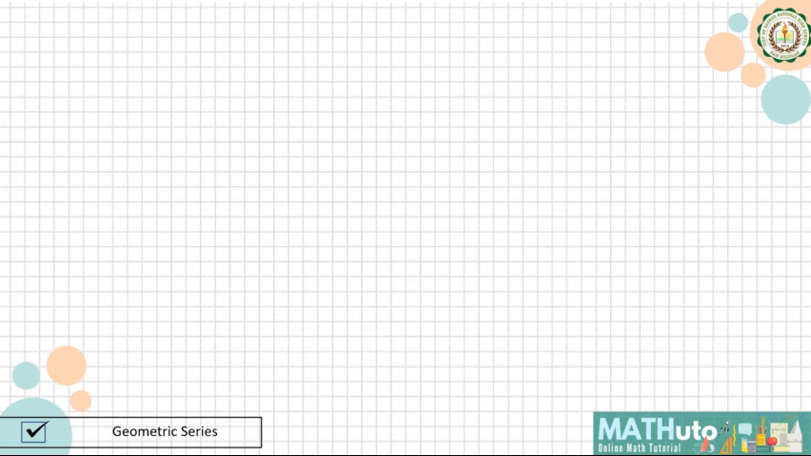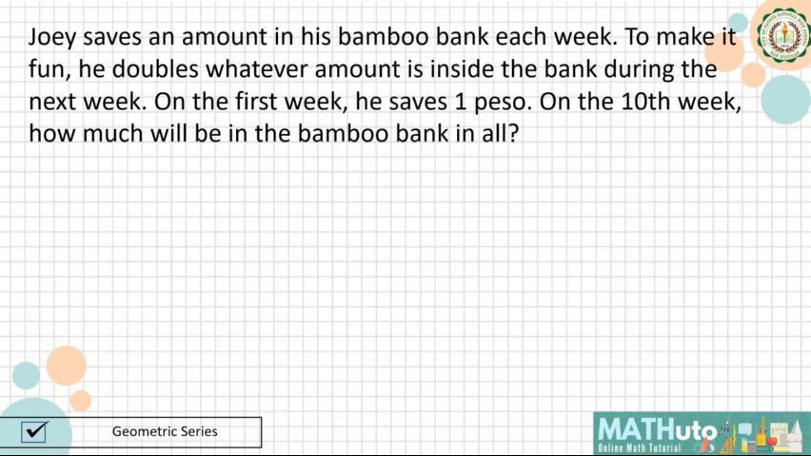Let us now have a problem. Joey saves an amount in his bamboo bank each week. To make it fun, he doubles whatever amount is inside the bank during the next week. On the first week, he saves 1 peso. On the 10th week, how much will be in the bamboo bank in all?